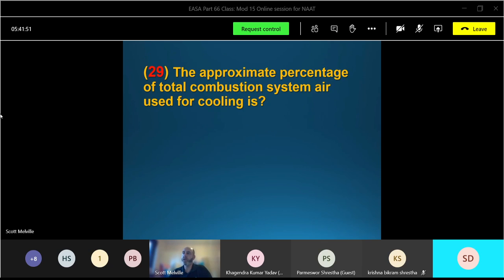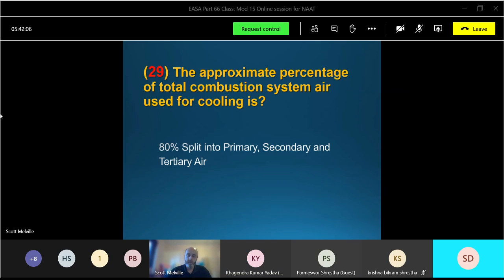The approximate percentage of total combustion system air used for cooling is 80%. Yeah, 80%. Good. It's spent on primary, secondary, and tertiary air.